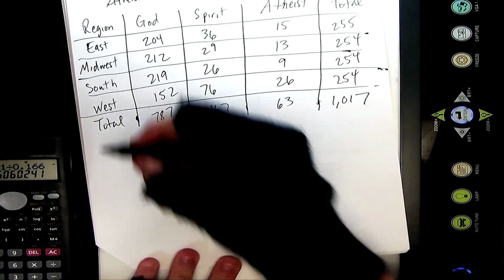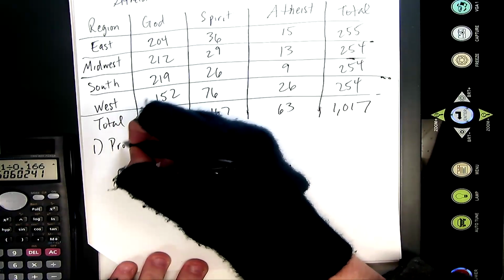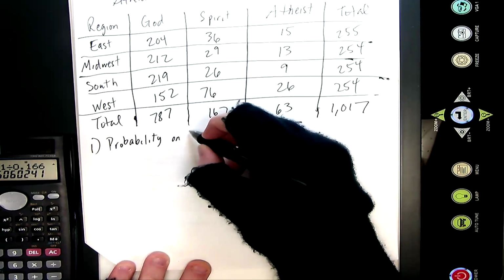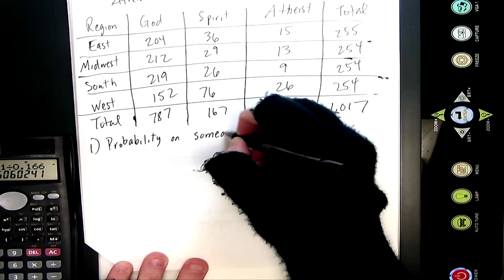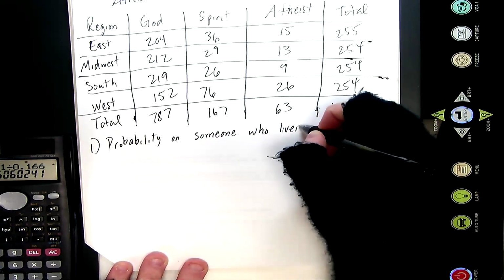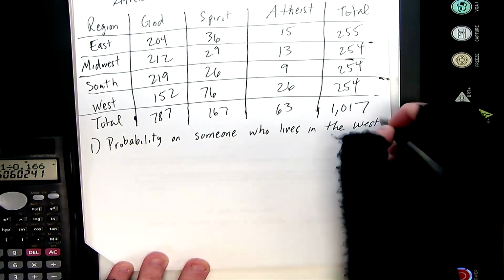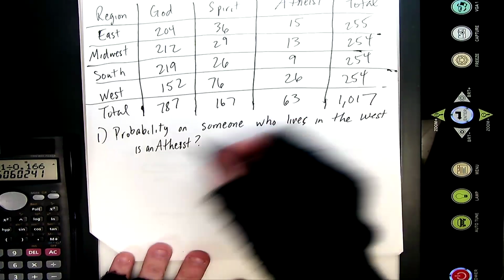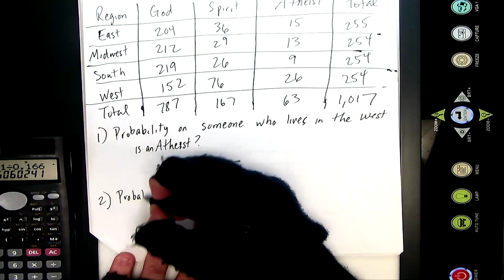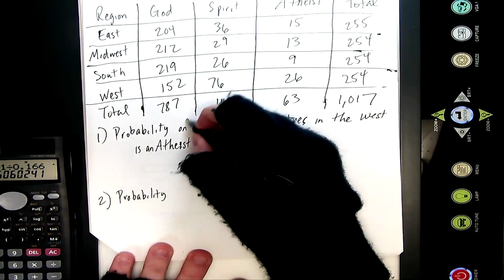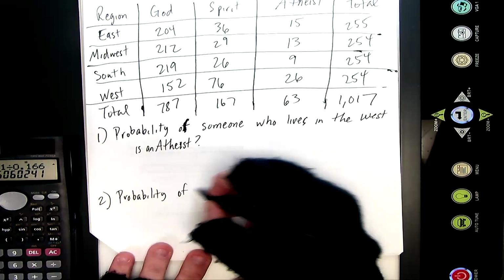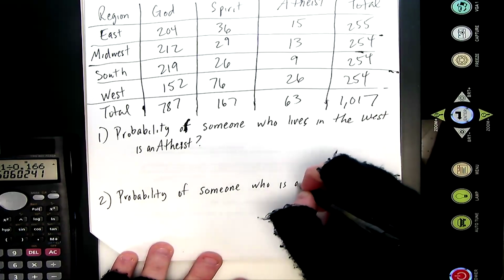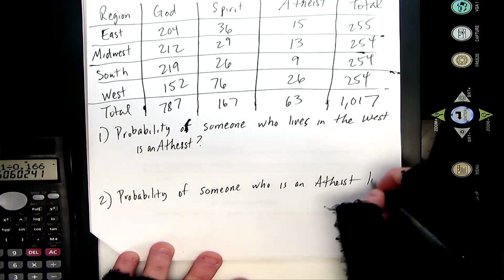Alright, so my questions for you, you should have had enough time to write this down. We're going to do two questions. Probability of someone who lives in the West is an atheist. And the second one we're going to do is probability of someone who is an atheist lives in the West?